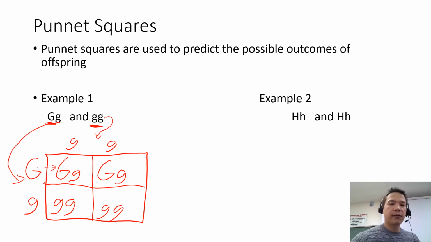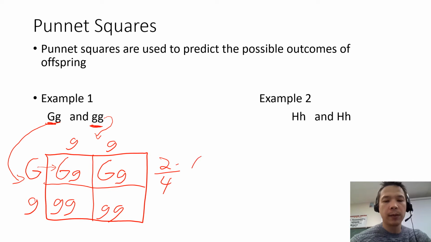So if G was an allele that said how high the plant grows, in other words stem length, and big G was long stems and little g was a short stem, then we would say that 50% or 2 out of 4 are going to be big G, little g. So 50% or 2 out of 4 will be tall plants or long stem.